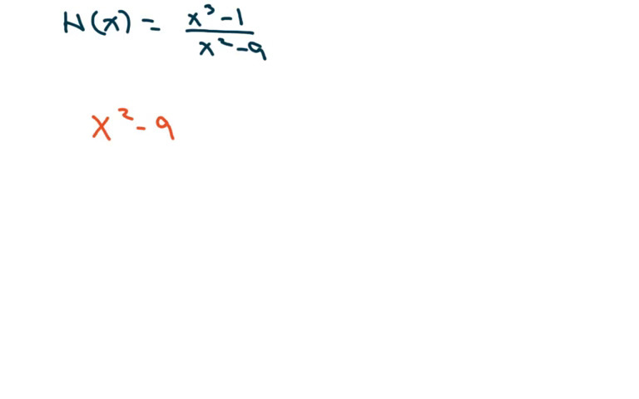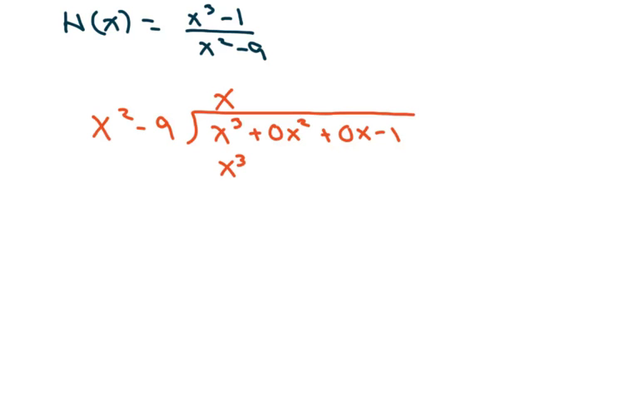So what I'm going to do, let me write it down again: h of x equals x cubed minus 1 over x squared minus 9. We can't use synthetic division on this because we don't have a linear term, so we have to use long division. So we're going to take x squared minus 9 and divide that into x cubed plus 0x squared. I'm doing placeholders here. And let's divide. We're going to multiply x here. Figure out the first one. So that's going to be x cubed, and then we have minus 9x here.